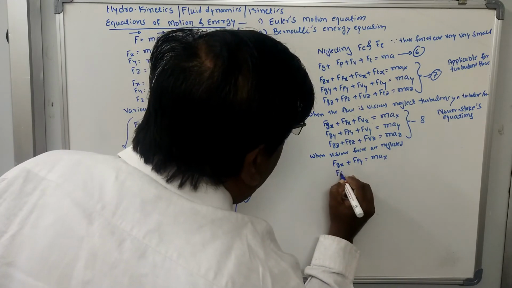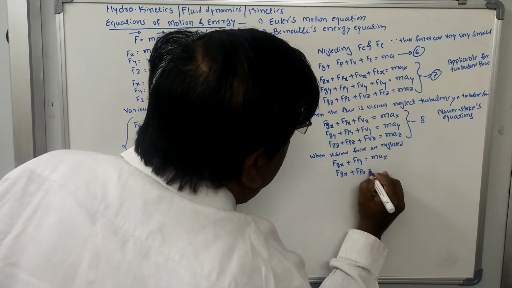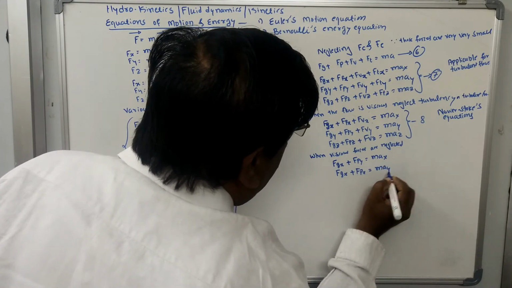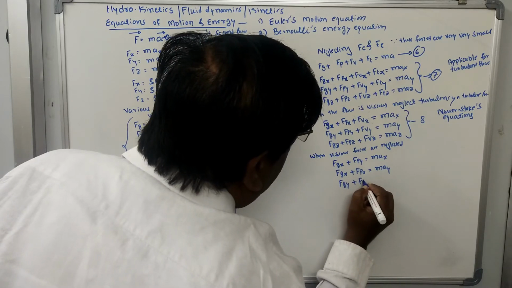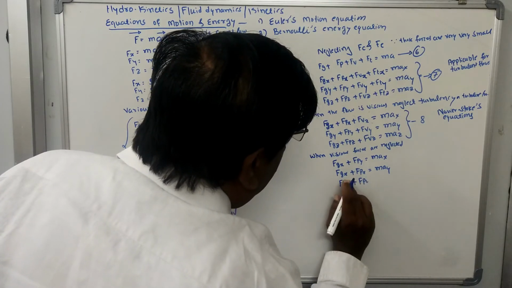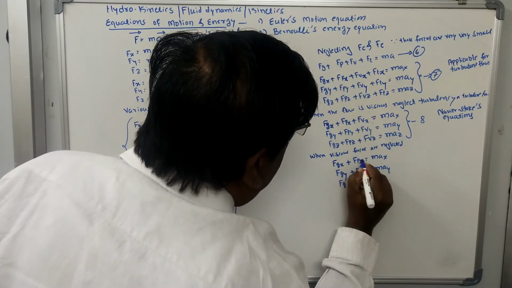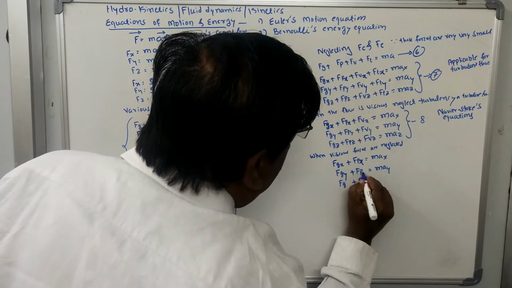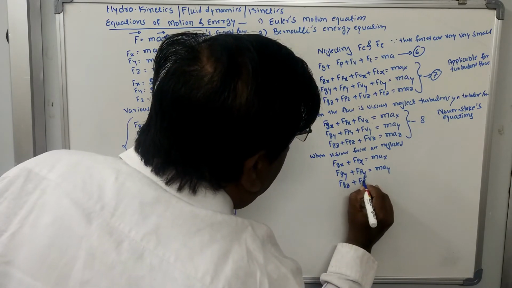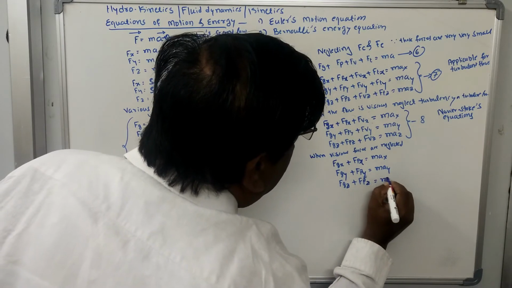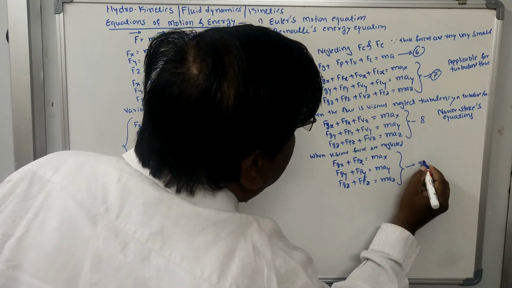Then F_GX plus F_PX is equal to m a_x, F_GY plus F_PY is equal to m a_y, F_GZ plus F_PZ is equal to m a_z. So these are the set of equations 9.